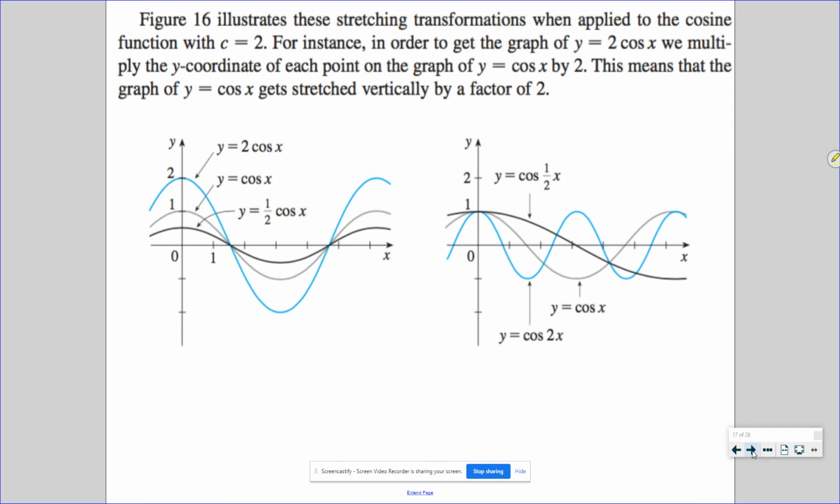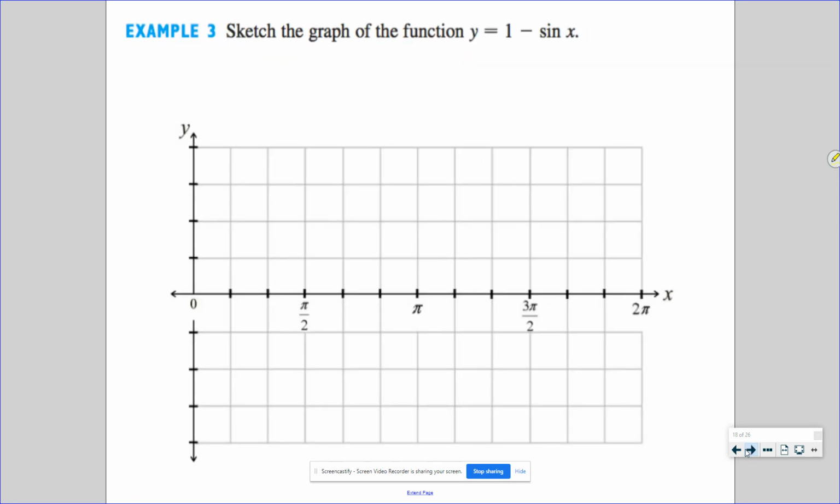So this is just a slide to kind of review how stretch and compress works within trig functions. It's just going to make the waves taller or more narrow. Let's try transformation with our trig functions. So we are going to graph 1 minus sine x.